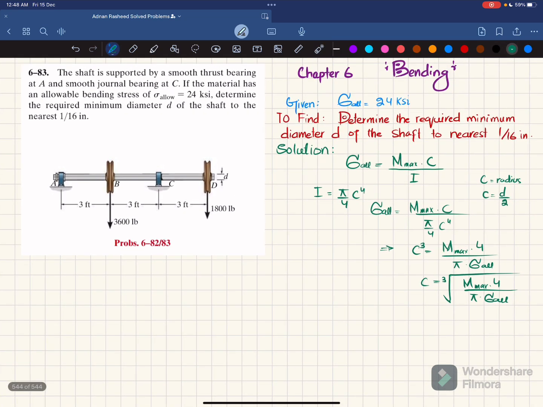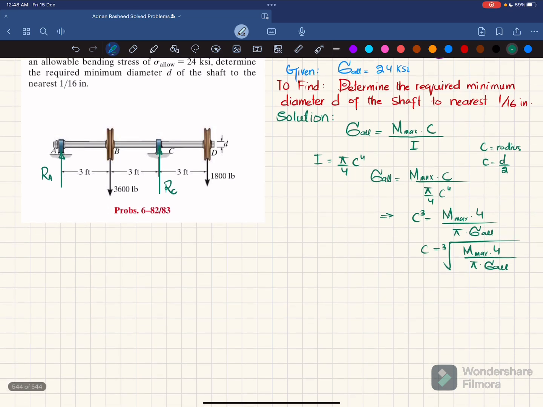For that, the first step is that if you remove this smooth thrust bearing at A, you will have a reaction force RA by the bearing on this shaft. Similarly, if you remove this smooth journal bearing at C, you will have a reaction force RC by this bearing on this shaft. We will find this RA and RC by using the equations of equilibrium.